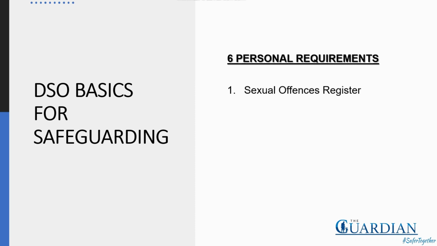So here are the 6 things very quickly. The 3 clearances. These 3 clearances must be done, remembering that these are 3 completely different registers. You cannot just do one check and, based on the outcome of that check, assume that you are not on the other 2 registers. These are 3 completely different registers.